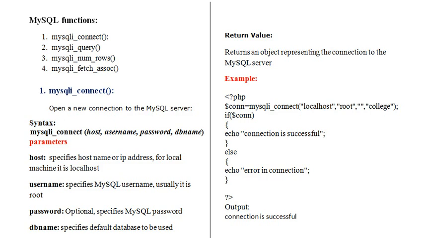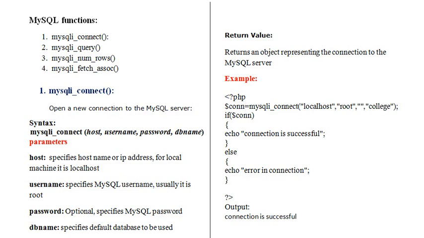And the fourth parameter is the name of the database, because before we create a table, we need to create the database, and that database name we have to specify here as the fourth parameter. Now what value does mysqli_connect return? It returns an object representing the connection to the MySQL server. When the connection is successful, the object is returned. If the connection is not successful, then it returns null.